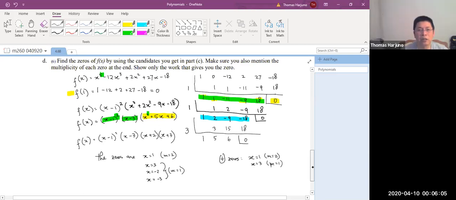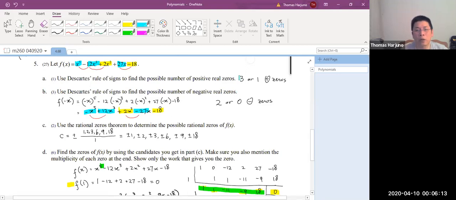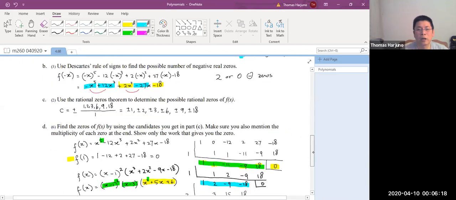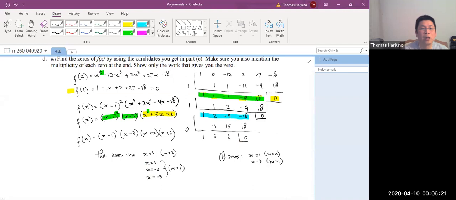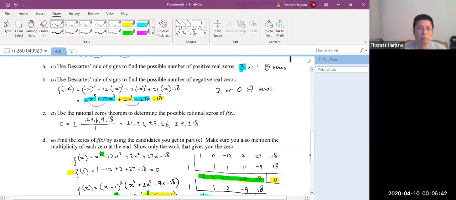Okay, now notice that it is in line with what we got in part A. In part A, we found that we have 3 positive zeros. Okay, and then if I go on looking at the negative zeros, what are the negative zeros? Negative 2 and negative 3, each with multiplicity of 1. So we have 2 negative zeros, which is in line with our answer in part B.